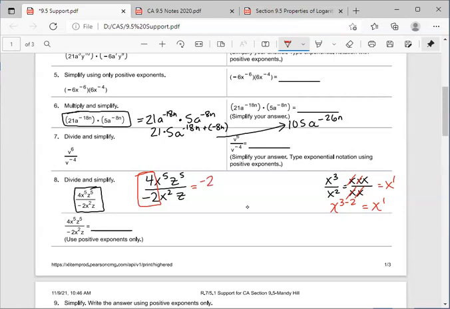Okay, then I go to my variables. I have an x on the top and an x on the bottom, one to the 5th and the other to the 2nd. I'm supposed to subtract those to reduce it. We've got a z to the 5th, and this z would be to the 1st, so we would say 5 minus 1. So negative 2, x to the 3rd, z to the 4th. That would be the answer. If any of the exponents turn out negative, you're going to have to move them to the bottom of the fraction. I'm sure we'll work one like that, but that's why it says use positive exponents only.